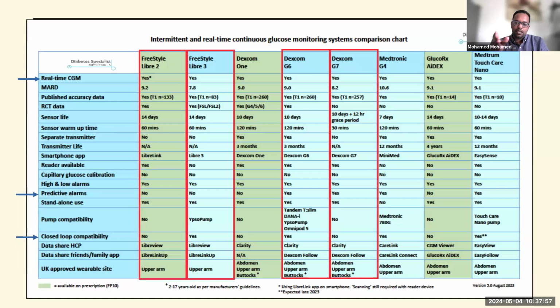So this is why Libre 3 and Dexcom G6 are the ones that are compatible with the closed loop system, which we'll talk about later in this presentation. And then the UK approved wearable sites: arm, universal, abdomen, not all of them. Dexcom can go there, but not the Libre style.